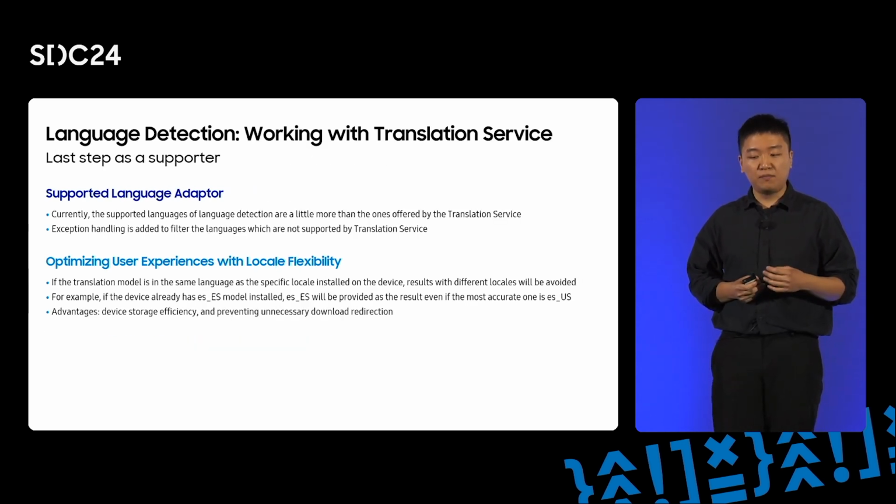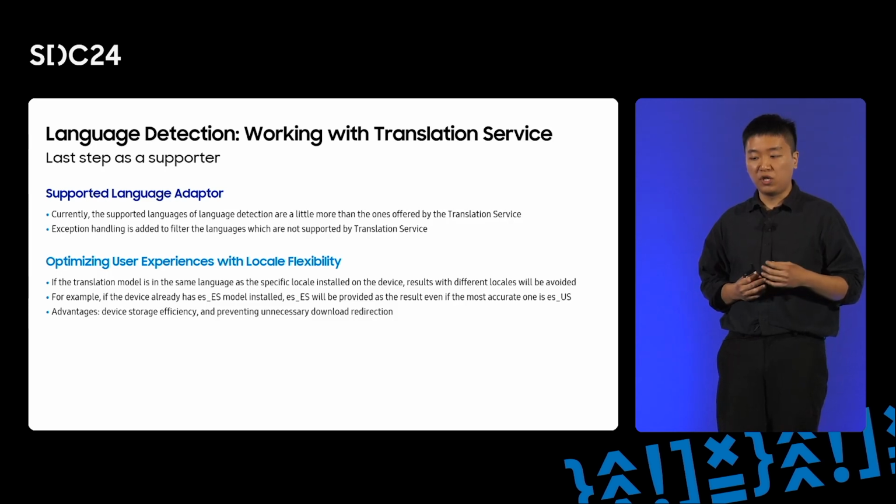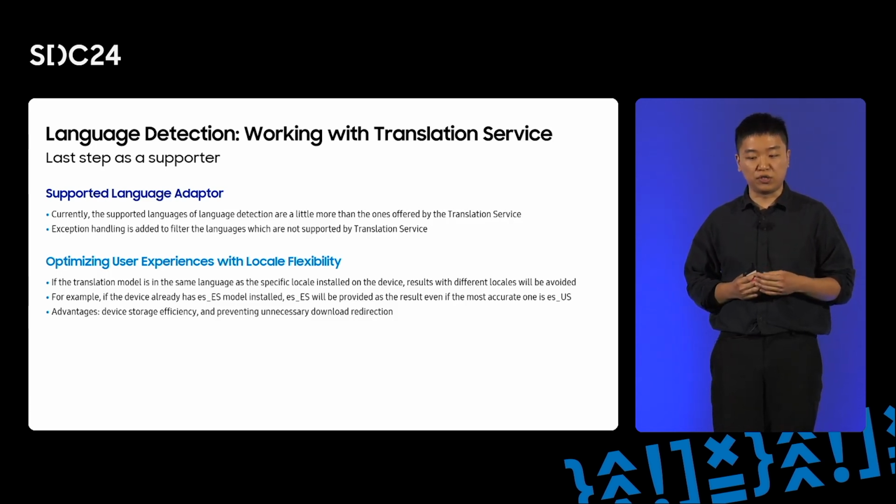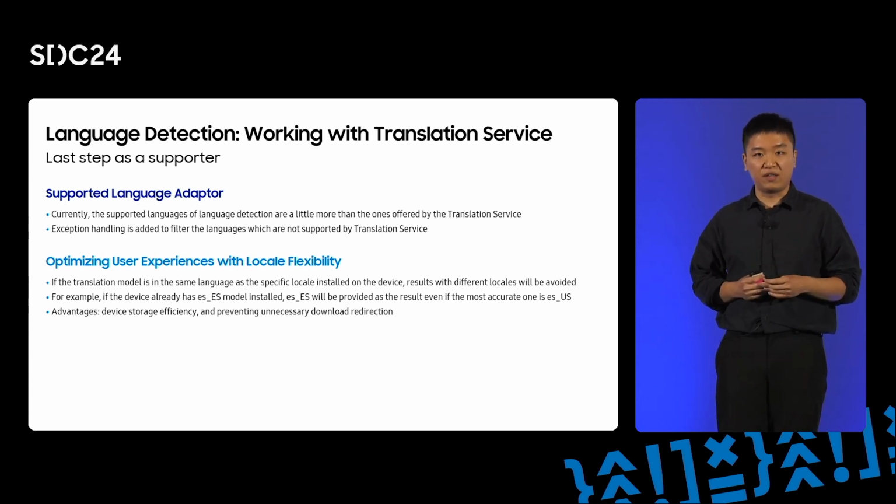With the preprocessing and the model prepared, the last step for the language detection module is to get ready to send the results to the translation service. Here are the two targets we focus on at this step. The first one is the supported language adapter. Currently, our language detection model supports a few more languages compared to the ones offered by the translation service. Therefore, we applied this adapter with strict exception handling to prevent the translation service from receiving languages it doesn't support. The other target is user experience optimization.